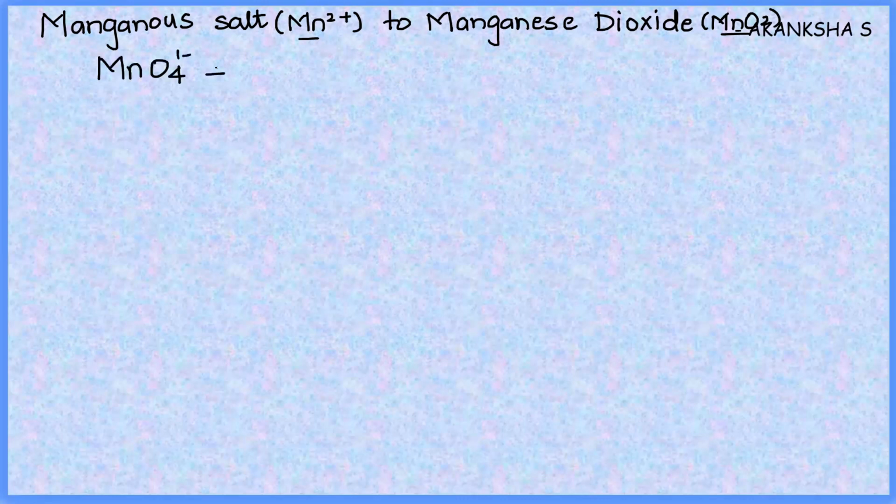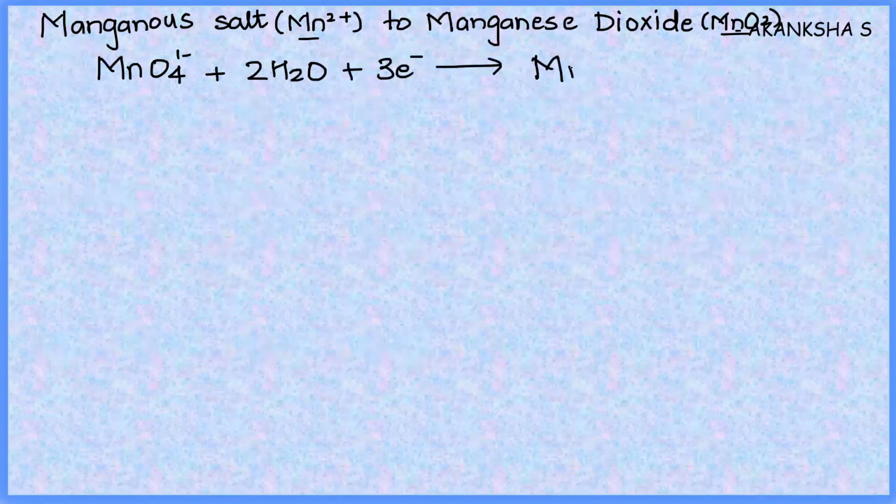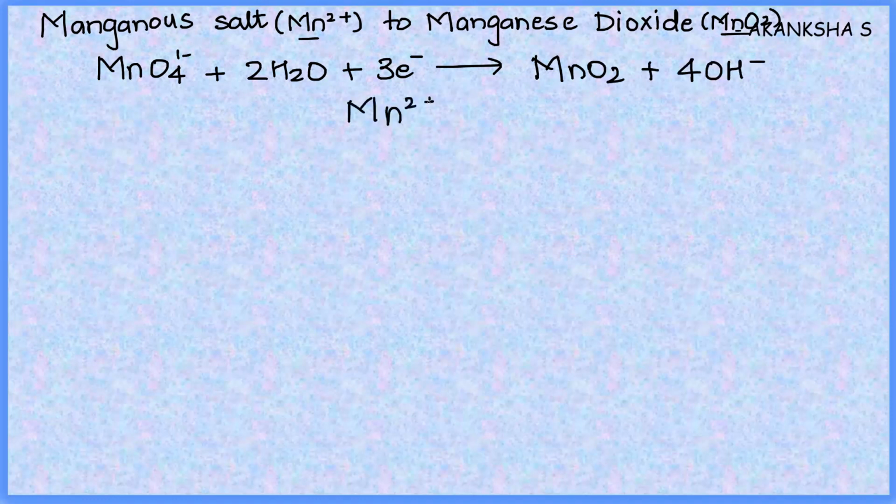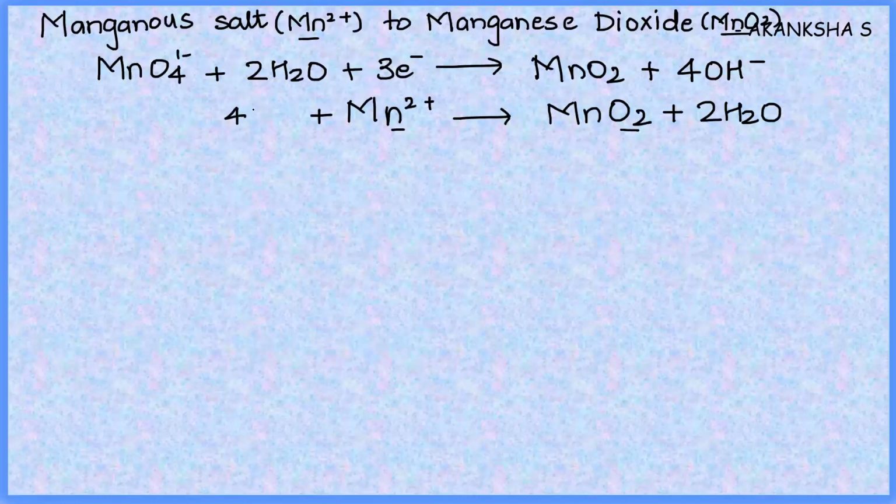MnO4, general equation first. MnO4 1 minus plus 2H2O plus 3 electrons, giving you MnO2 plus 4OH minus. What are we converting? We are converting manganese salt, that is Mn2 plus, to manganese dioxide, that is MnO2. Right? Let's try to see over here. Reactant has no oxygen, but product has oxygen. How many oxygens extra? 2 oxygens. So add 2 water molecules. Double the number, add on the other side 4 hydroxyls.